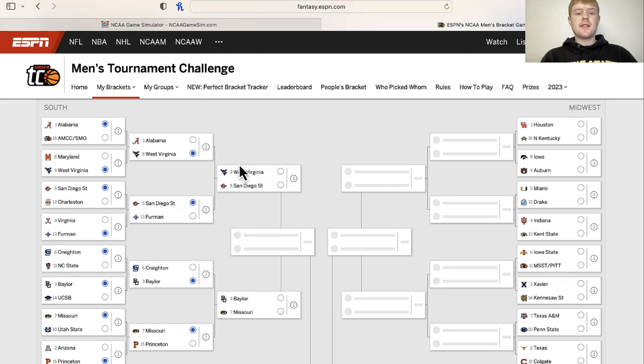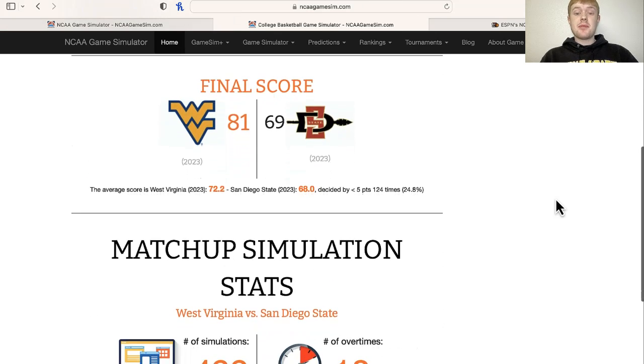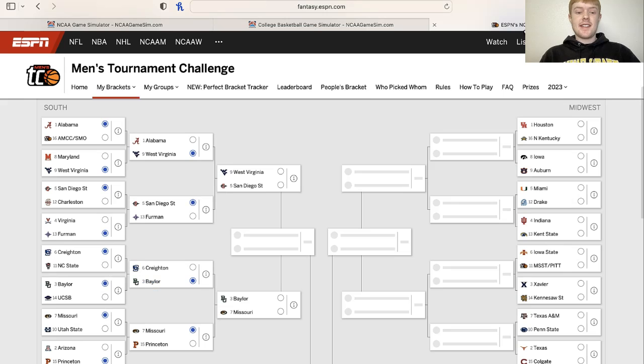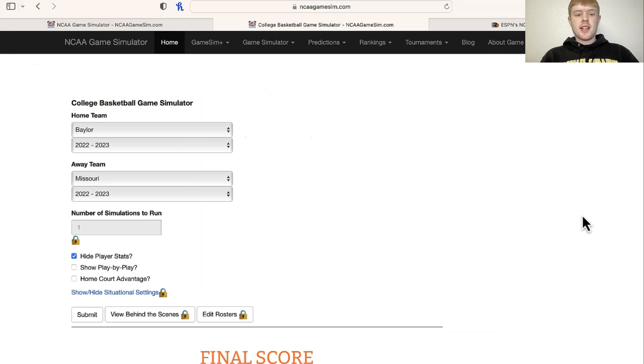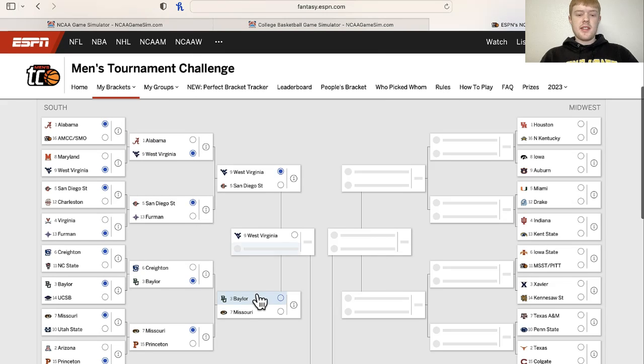First matchup we got is West Virginia versus San Diego State. So here we got the 9 seed West Virginia versus number 5 seed San Diego State. And West Virginia is going to pull off another upset. This is crazy. Now on to Baylor versus Missouri. And in the matchup of Baylor versus Missouri, Baylor's going to win this game. And let's put them through the next round.